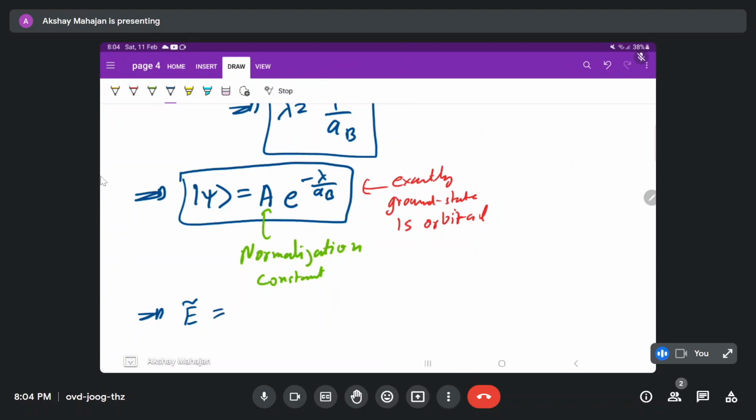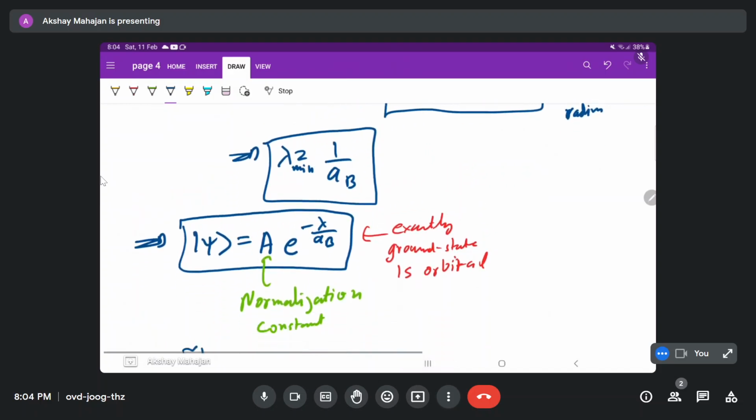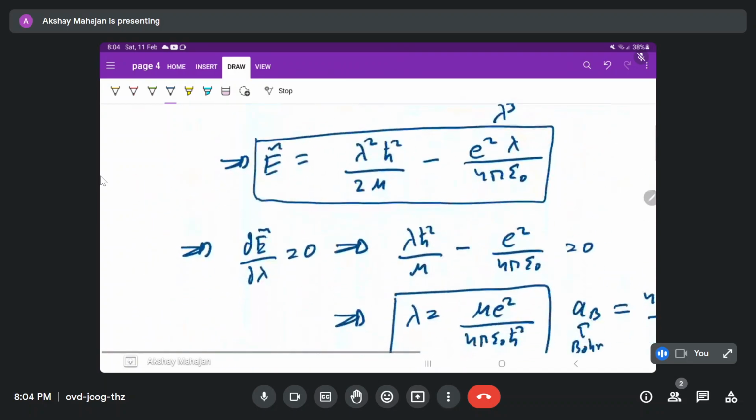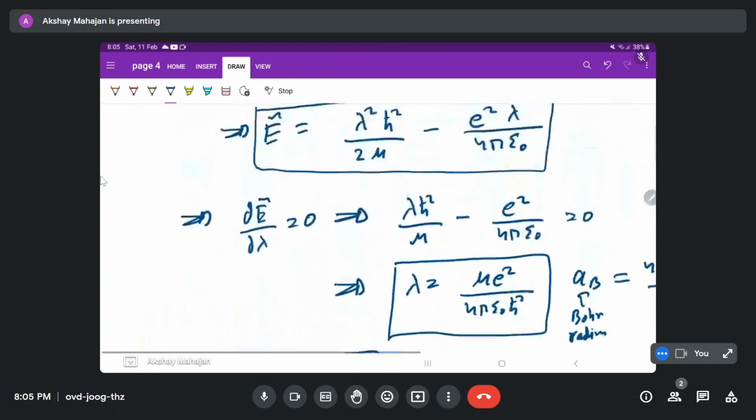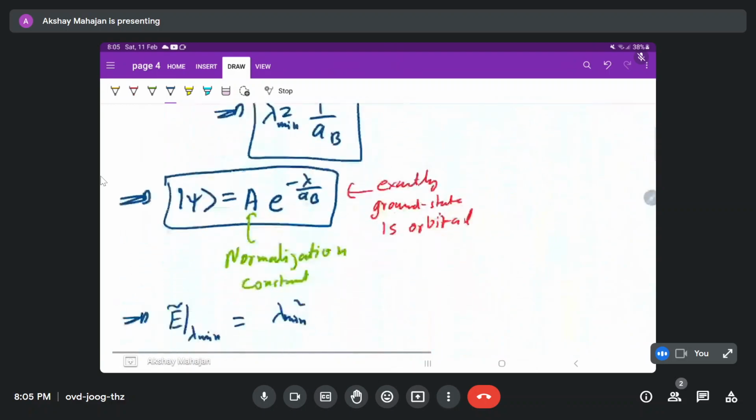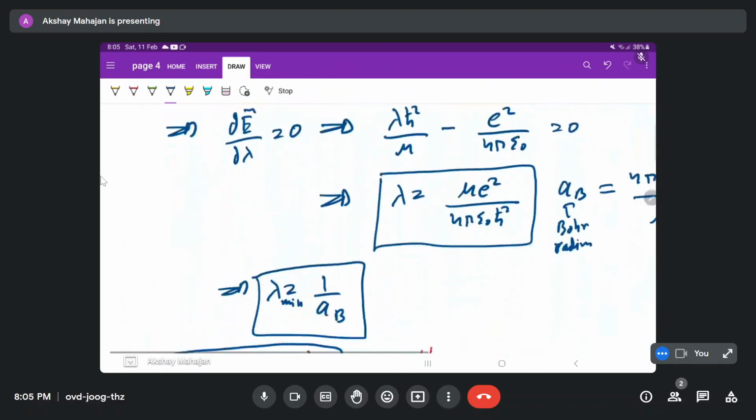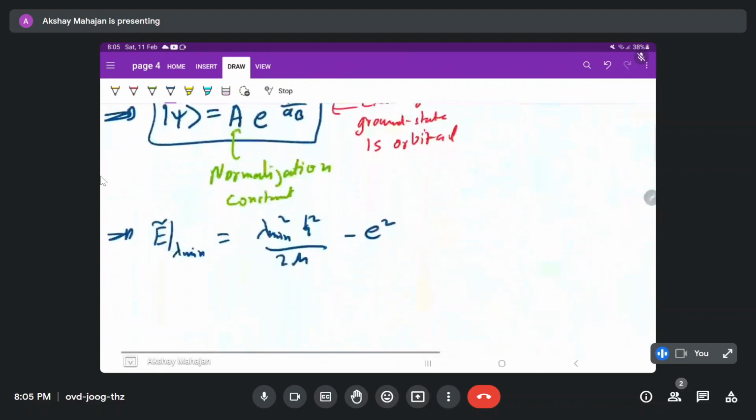Okay, that will be equal to what? Lambda equals that lambda mean. We can write it as lambda mean actually. Mean, that will just come in lambda mean square by h square by 2 minus e square lambda mean upon 4 pi epsilon naught.